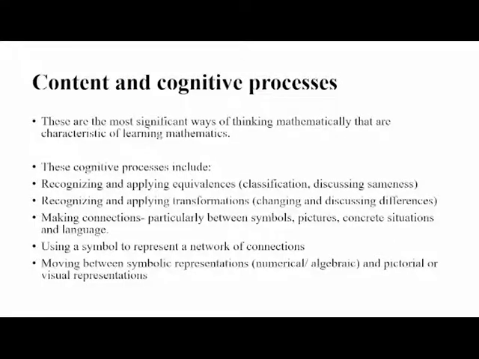Okay, so I want you to really look at this part more seriously. What about content and cognitive process? These are the most significant ways of thinking mathematically that are characteristic of learning mathematics. For us to know mathematics, you need to know the content, and you have to use the cognitive thinking skills. The cognitive processes include recognizing and applying equivalences, recognizing and applying transformations, making connections, using symbols, and moving between symbolic representations as well. So when it comes to content and cognitive process, you must know and be able to explain these processes.